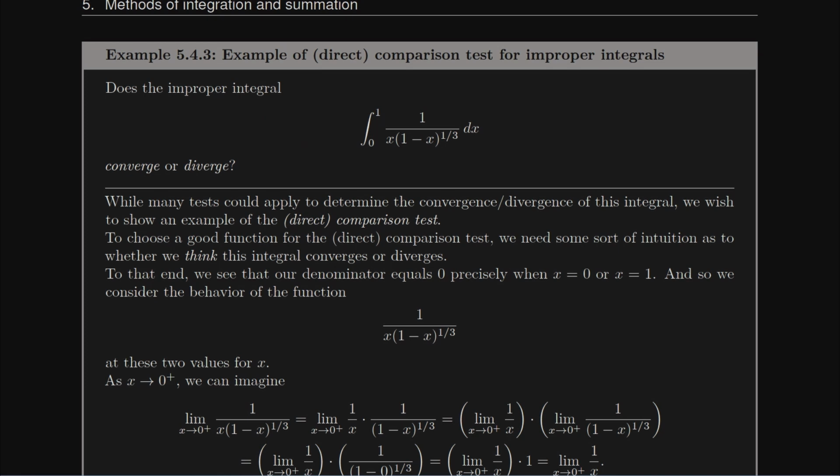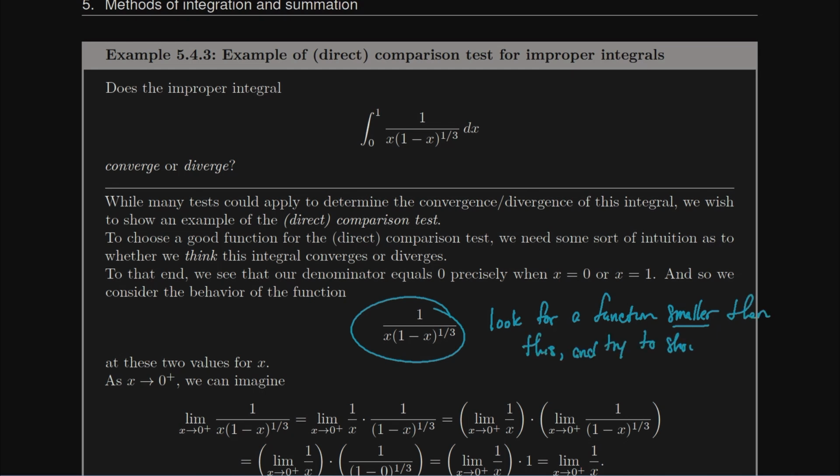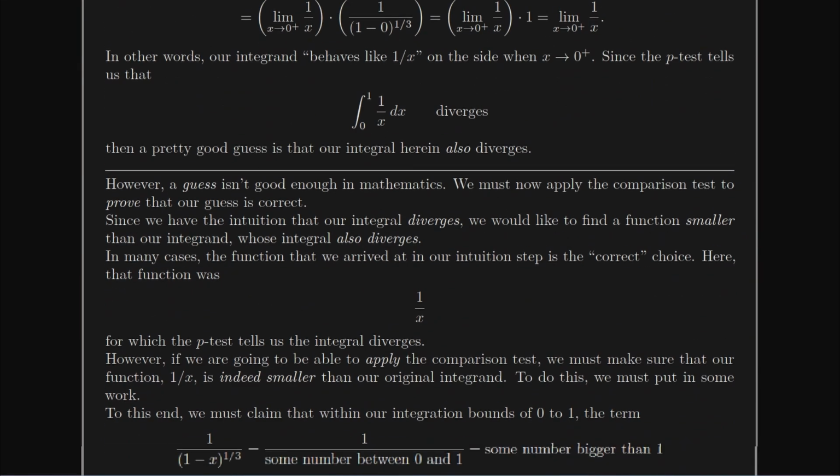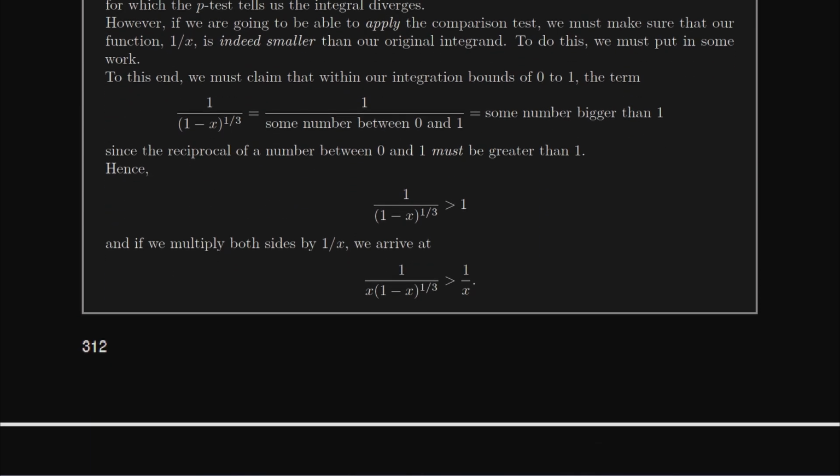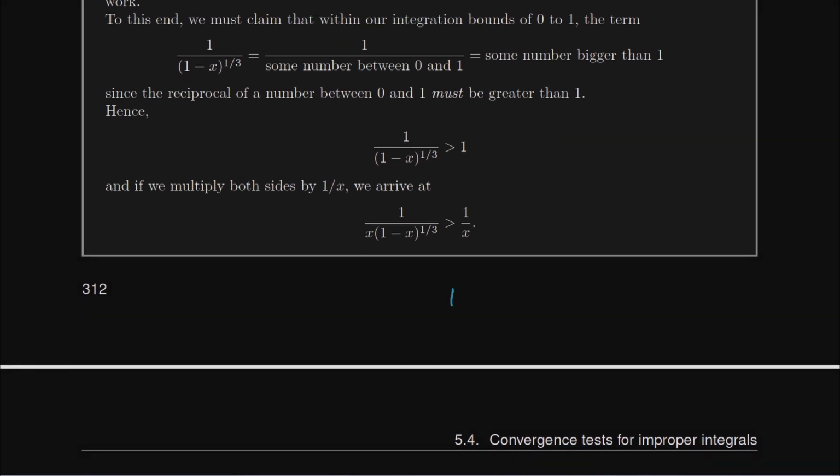And so I'm going to look for a function smaller than this function, and try to show that my smaller one diverges. In this case, I can basically only use the p-test. How am I going to try to find something smaller than 1 over x times (1 minus x) to the 1/3? Well, let's just look at this term, 1 over (1 minus x) to the 1/3.